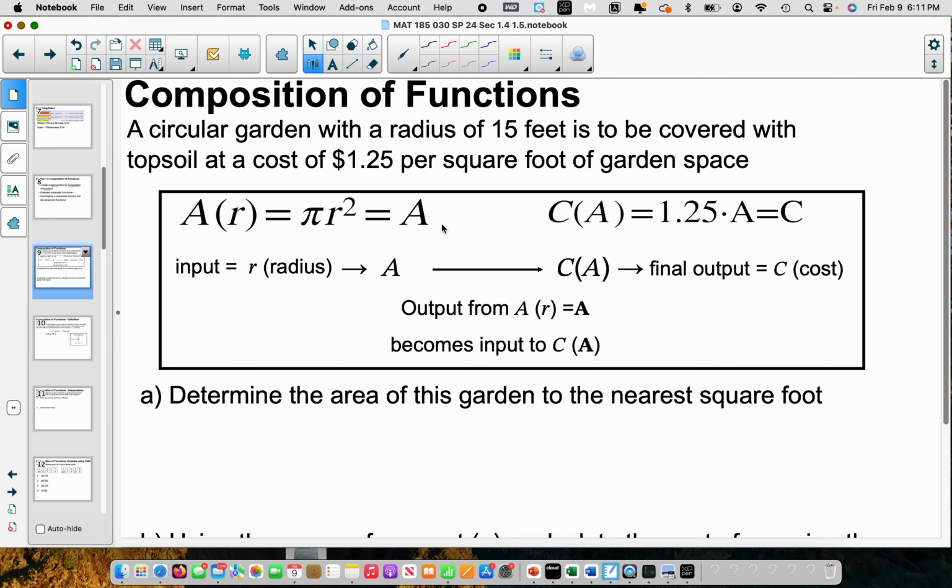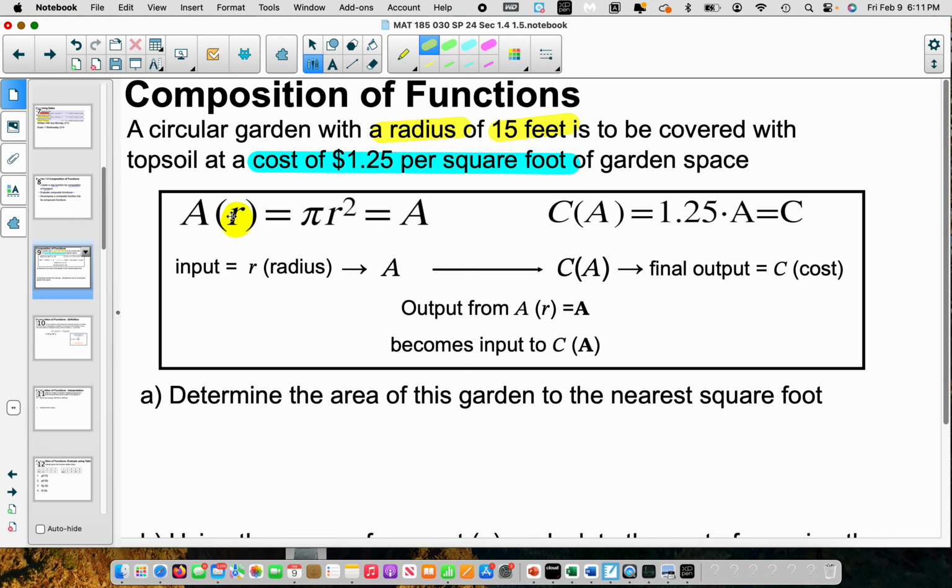All right, so here's an example of a composition of functions. Let's say we have a circular garden with a radius of 15 feet, and it's going to be covered with topsoil, and the topsoil is $1.25 per square foot. Okay, so if we think about it, we can calculate the area of this garden. We're only told that the radius of the garden is 15 feet, so we need to find out the area of it.